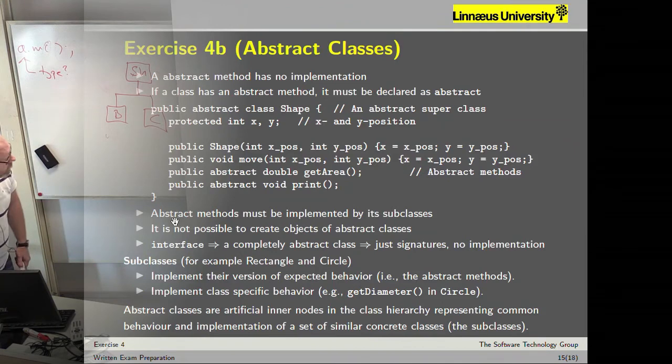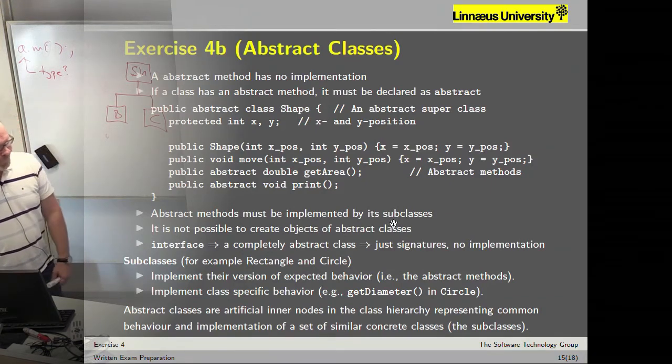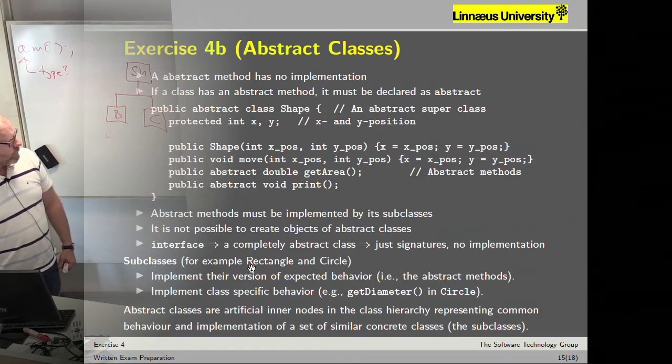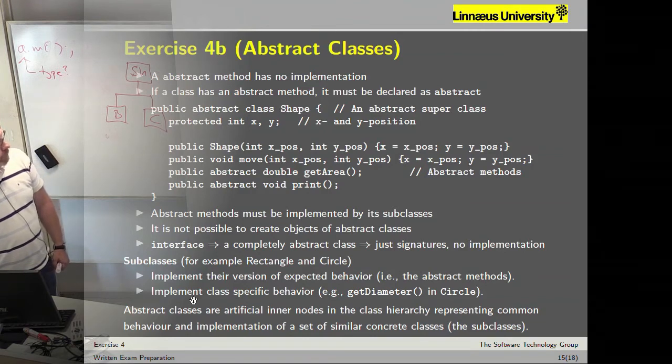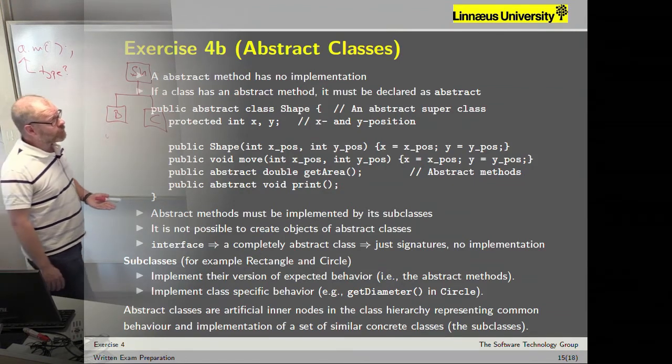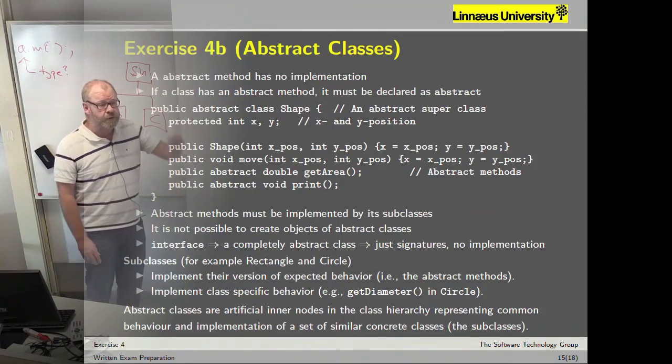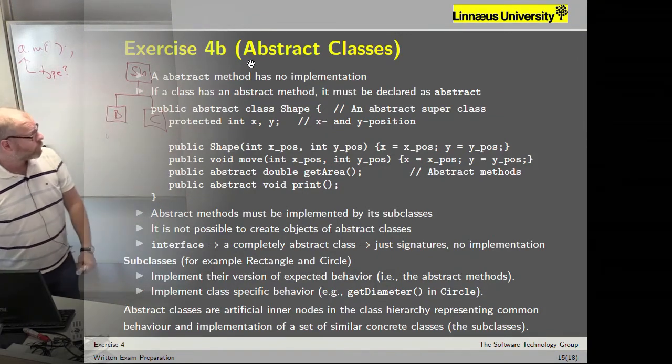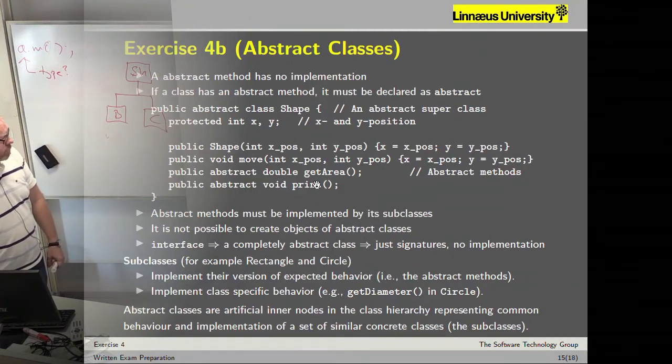We also had here: it is not possible to create objects of abstract classes. That's maybe a point during the exam, but we need a bit more. Subclasses, for example, rectangle and circle, implement their version of the expected behavior. The abstract methods, they can also implement class-specific behavior, for example, get diamond in circle. That means in a subclass inheriting from an abstract class, you can add your own methods, extend the set of possible methods, but you must provide your own implementation of the abstract methods.